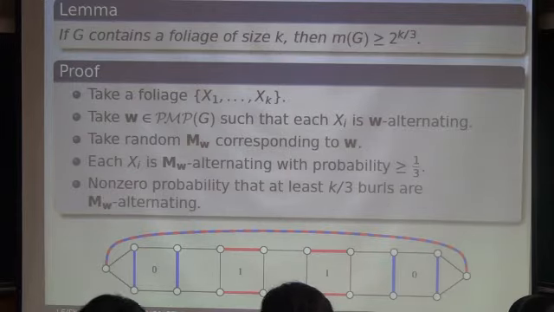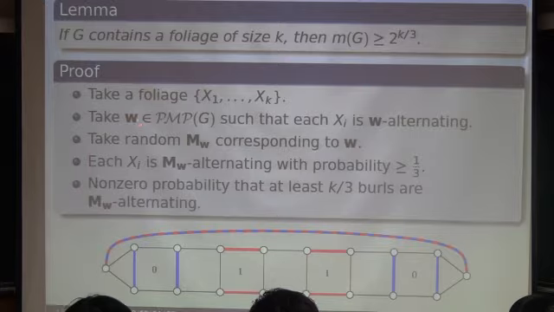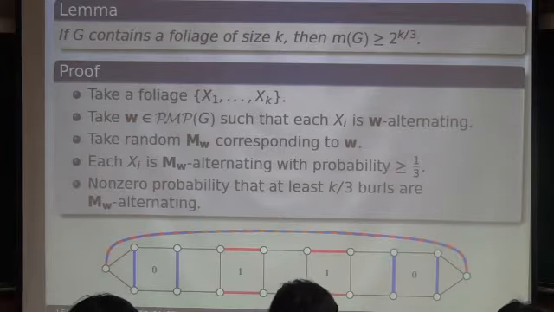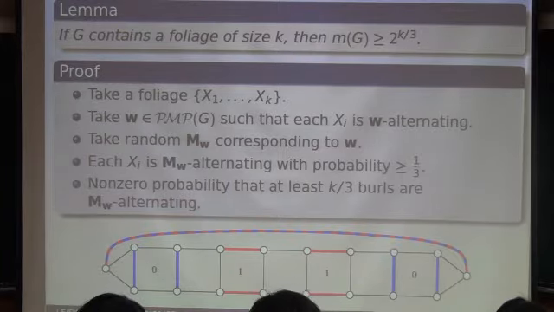So we take the foliage, which is a collection of burls. We take our weighting in the perfect matching polytope, so that it covers the whole graph, so that locally on each member of the foliage we're W-alternating. And then we just take a random matching and look at the probability of getting an alternating cycle in each burl. By the definition, each burl has probability at least 1/3 of having an alternating cycle. So there's a non-zero probability that we're going to have at least k/3 burls with alternating cycles. And that's all we need.